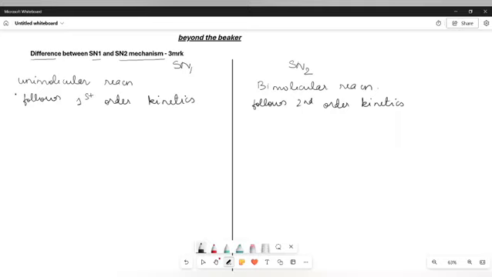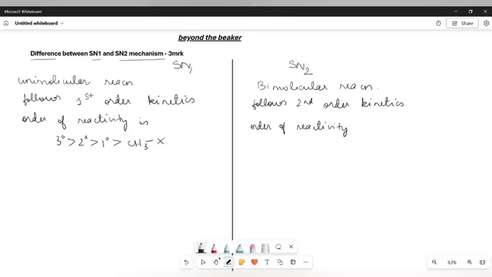Third difference. The order of reactivity is tertiary haloalkanes is greater than secondary is greater than primary is greater than methyl halides. So, in the SN2 reaction, the decreasing order of reactivity of haloalkanes is methyl halide is greater than primary is greater than secondary is greater than tertiary alkyl halides.